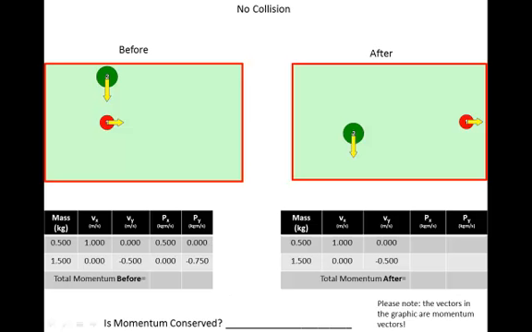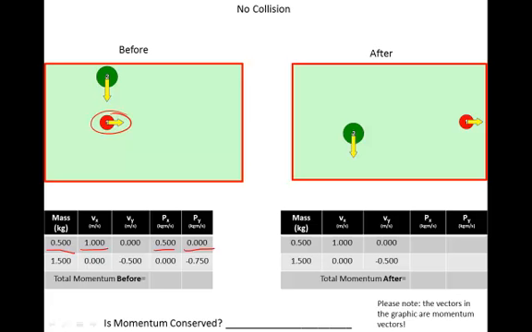So at the beginning of that simulation, if we look at the smaller object first, in the horizontal direction, we would take its horizontal velocity and multiply it times its mass to get 0.50 kilogram meters per second in the horizontal. And because it's not moving at all in the vertical, it's got no momentum in the vertical.